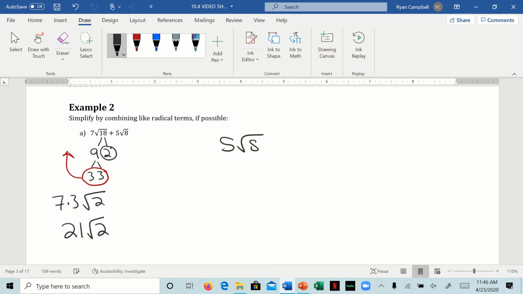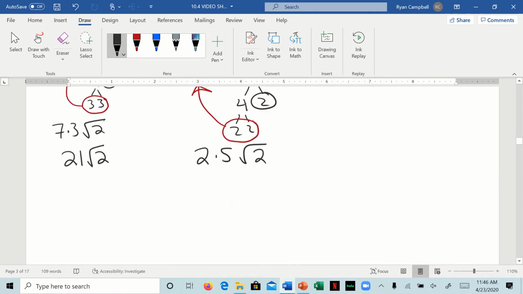All right, if we get 5 square root of 8, so 8 breaks up into 4 and 2, and then 2 and 2. So square root means you need a group of 2 numbers. So here's one group of 2 numbers, so a 2 can come out. So we get 2 times 5 times square root of 2 on the inside.